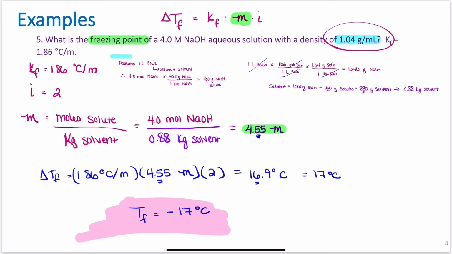And that's kind of pulling in a lot of the concepts we've learned in this chapter with how to calculate concentrations of different solutions, as well as determining colligative properties.